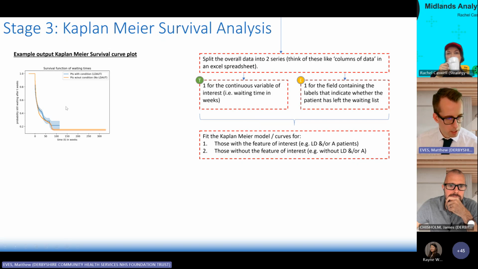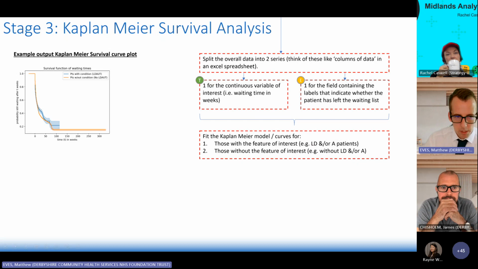This is an example output here, and it's showing, in our case, we ran this for LD and A patients and those without, so it plots this. This may or may not be familiar, so just in case it isn't, what this curve shows you is the probability on this axis and time increasing on this axis. At any one time, it shows you the probability that you'll wait longer than that time. So at time 0, you've got a certainty, a probability of 1, that you're going to have a waiting time that's longer than 0 weeks.